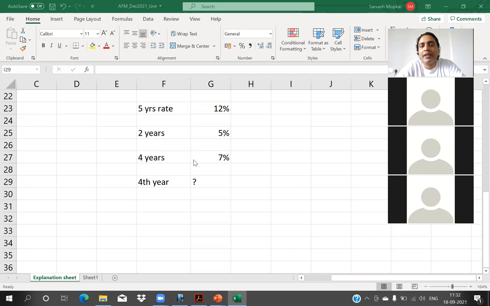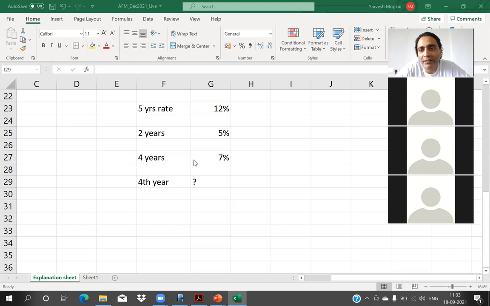I am asking, if somebody comes to you after 3 years and wants to invest for 1 year, that means the fourth year. Right? What does fourth year mean, my dear friends? Please tell me. When I say fourth year, what does it mean? That 3 years are over. Now the next year, the fourth year. That is what it means, right? So for the fourth year, how much return should you get? If you did it for 4 years, 7%. So for the fourth year, how much return should you get?